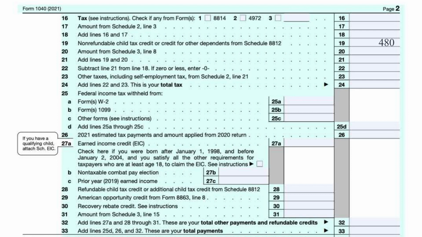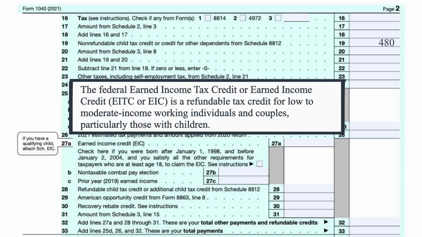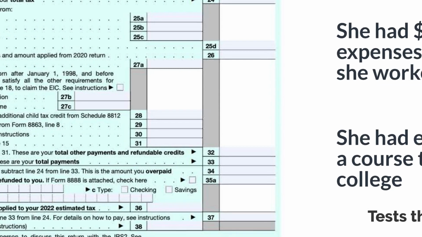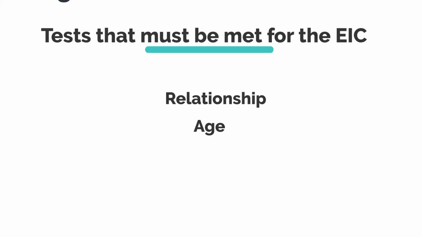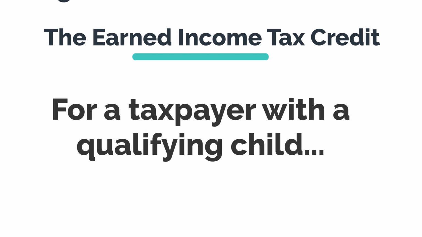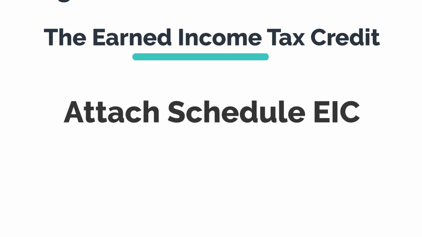The Federal Earned Income Tax Credit, or Earned Income Credit, is a refundable tax credit for low to moderate income working individuals and couples, particularly those with children. For a person or couple to claim one or more persons as their qualifying child or children, the relationship, age, and shared residency requirements must be met, as well as the joint return test. The details of claiming the Earned Income Credit are discussed in more detail in the reading assignment. If a taxpayer has a qualifying child, they will attach Schedule EIC.